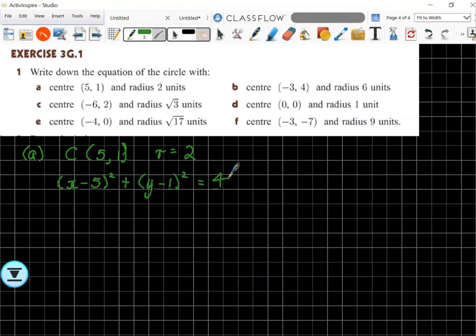Go, Finn. X plus 3 squared, yep. Y take 4 squared equals 36. Beautiful. What's the only thing with C? Good. They've got the minus there. Good, Dimitri. So it's going to be X plus 6 squared equals 3, because root 3 squared is 3.